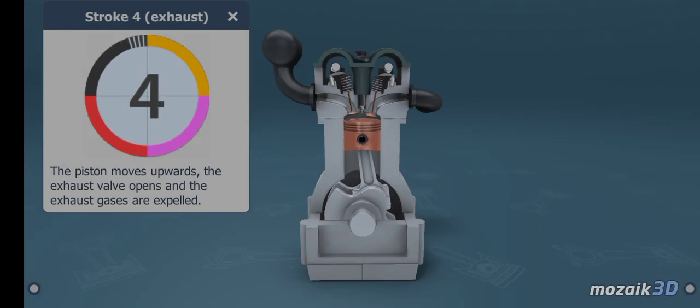The fourth stroke is the exhaust stroke. The piston moves upwards, the exhaust valve opens, and the exhaust gases are expelled.